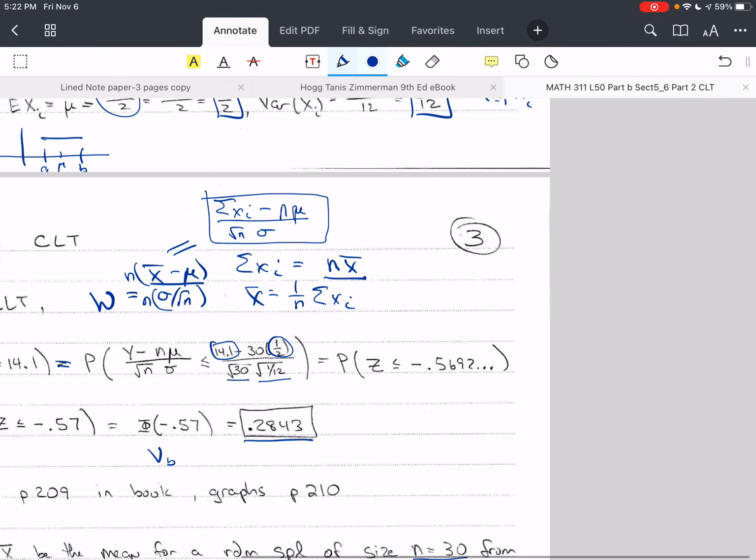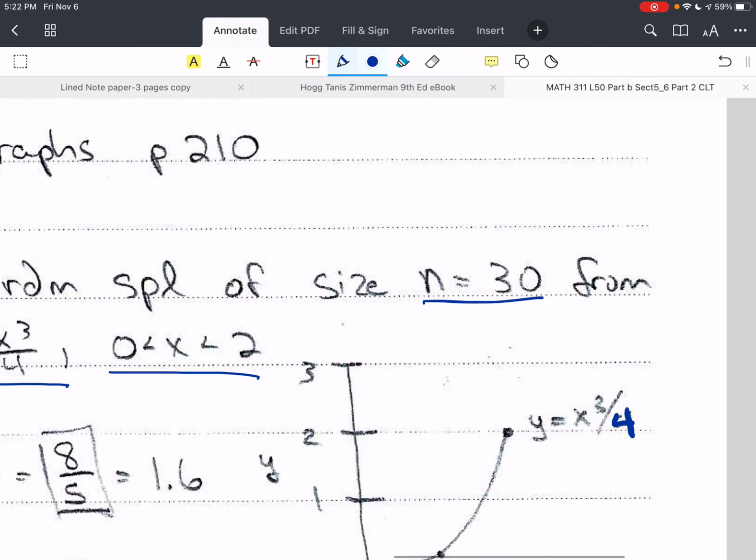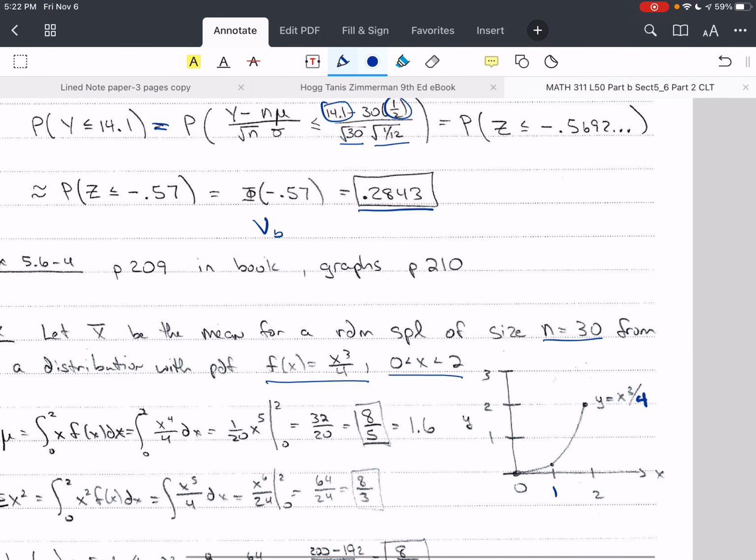So this is supposed to be, oops, sorry about that. Sometimes it jumps when I touch the edge. All right, so let me zoom back out a little bit.